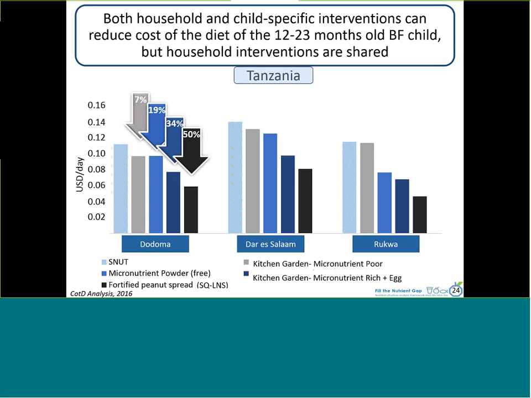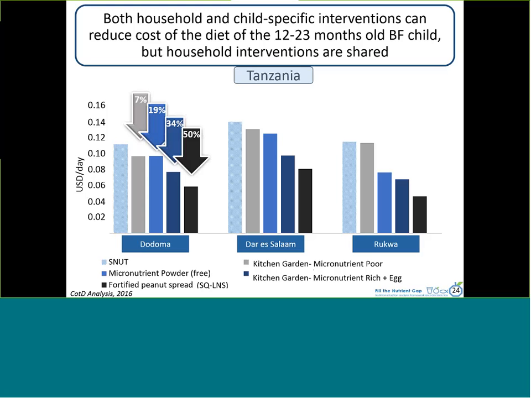The gray is a micronutrient-poor garden. This was cabbage, beans, and tomato that was grown. And the kitchen garden in blue is a micronutrient-rich garden, which had iron-fortified beans, orange flesh sweet potato, as well as amaranth leaves. And it also included egg production. As you can see, a kitchen garden which has more micronutrient-rich crops and an animal source food had a much better impact at reducing the cost of the diet. It reduced the cost of the diet by 34%, compared to the other kitchen garden, which only reduced costs by 7%.